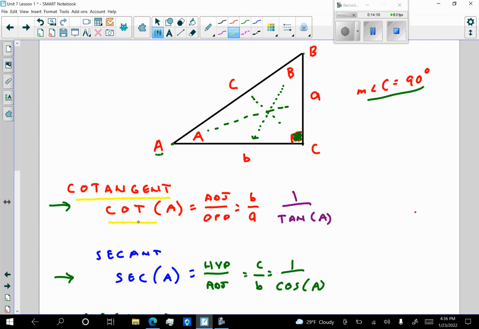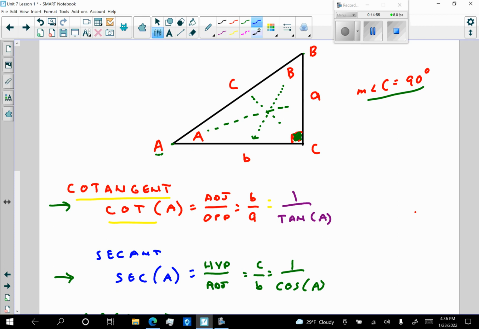And the cotangent of an angle is defined to be the adjacent leg divided by the opposite. So if I'm looking at angle A, the adjacent leg is going to be b, and the opposite leg is going to be a. So that's going to be b over a. And it's interesting to note that the cotangent is actually equal to 1 over the tangent. And that is something that you will come to know down the road as well, that the cotangent of A is 1 over the tangent.